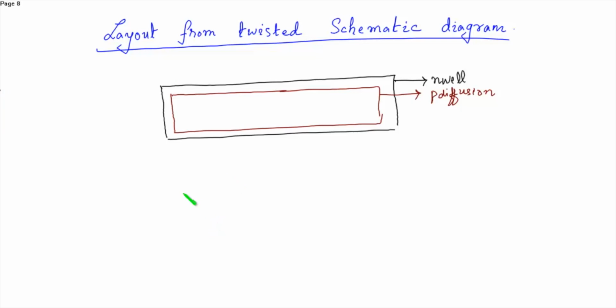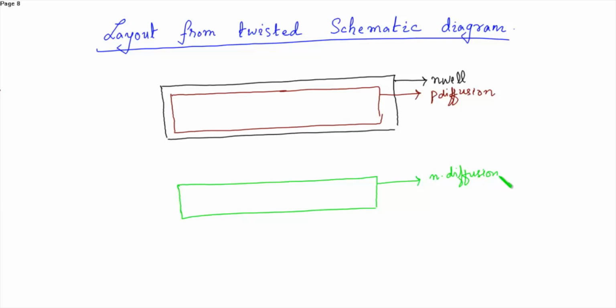Similarly, the N diffusion layer, while writing the commands we write as NDiff. Before going for the commands, now let's see the connections. So this is okay. Let's draw the gate first.